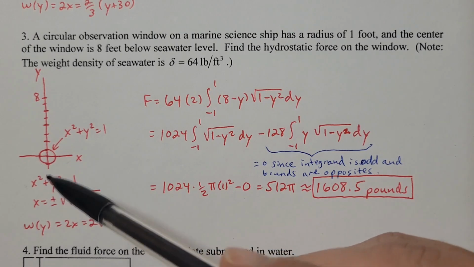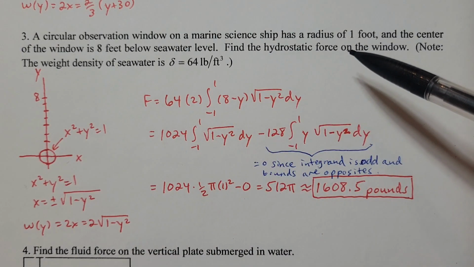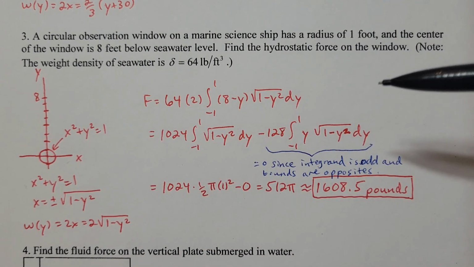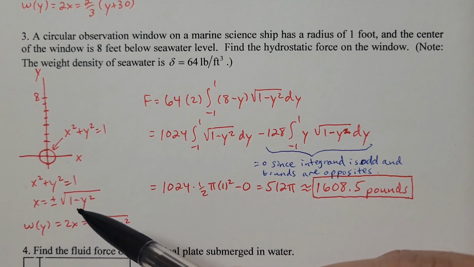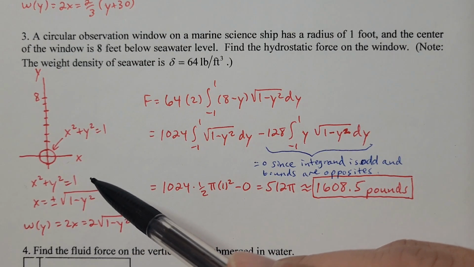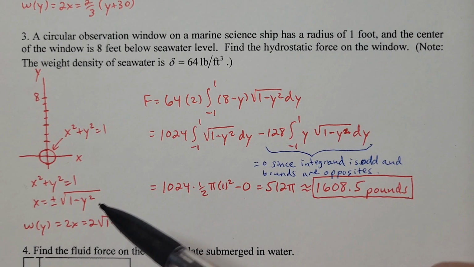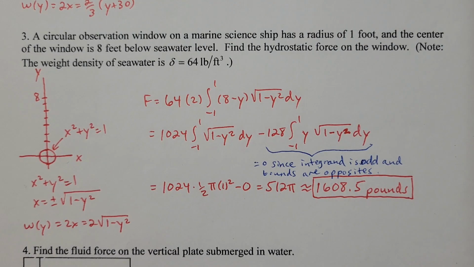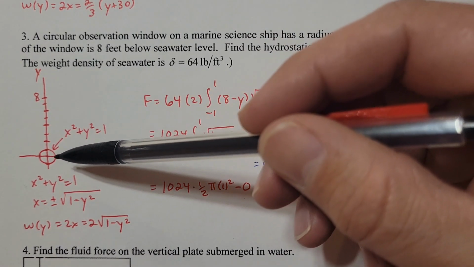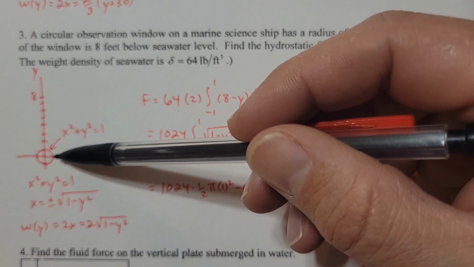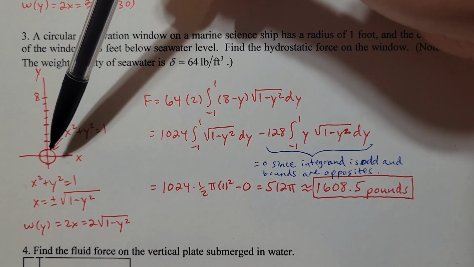Now, we have this circle of radius 1, and x squared plus y squared equals 1. Now I'll need to solve this equation for x. If I subtract y squared from both sides, x squared is equal to 1 minus y squared. And if I take the square root of both sides, don't forget about the plus or minus: x is plus or minus the square root of 1 minus y squared. So x positive means that you're going from 0 to the right, and x negative means that you're going from 0 to the left.